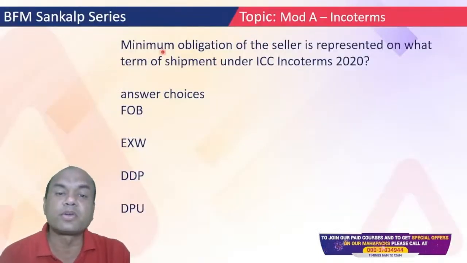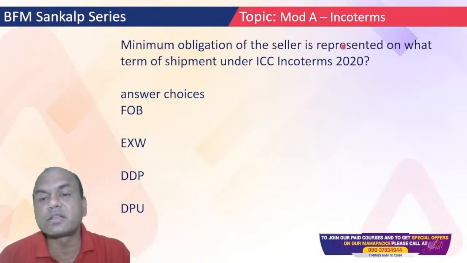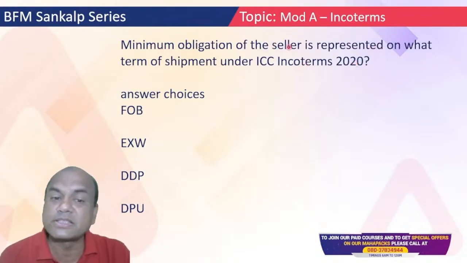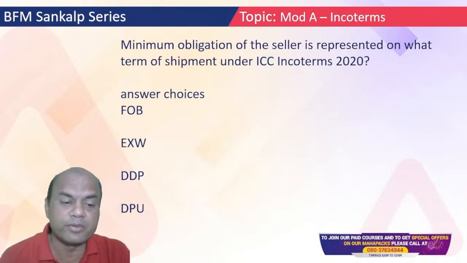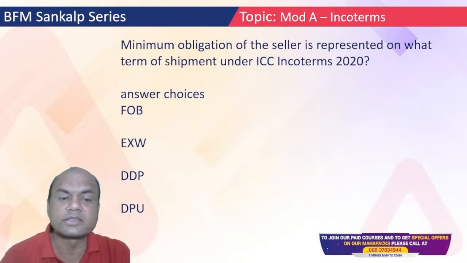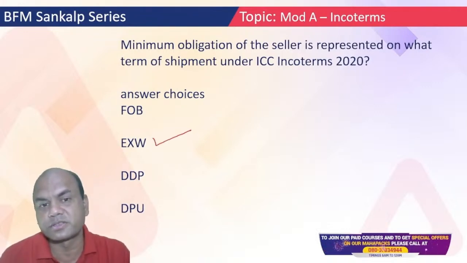Now let's come to the questions. Minimum obligation of the seller is represented in which term of the Incoterms? Now this is easy for you. The options are FOB, Ex Works, DDP and DPU. Now which one? The correct answer is Ex Works. Correct? Ex Works.